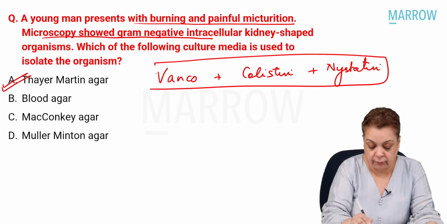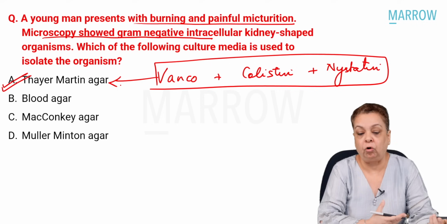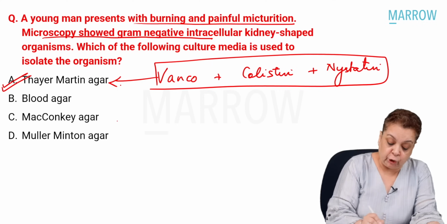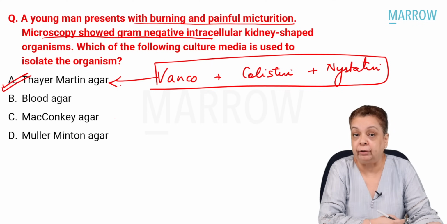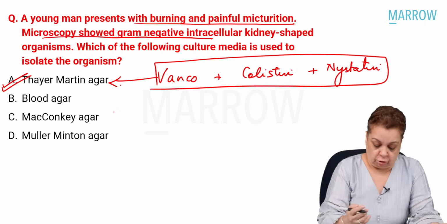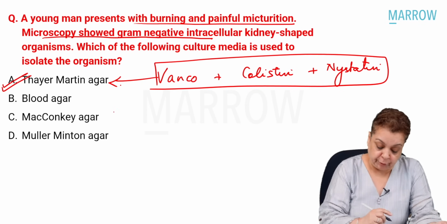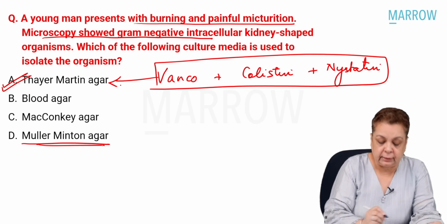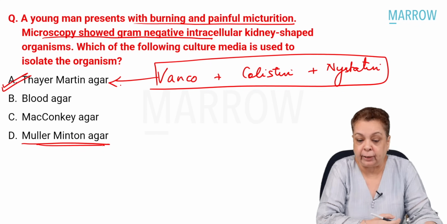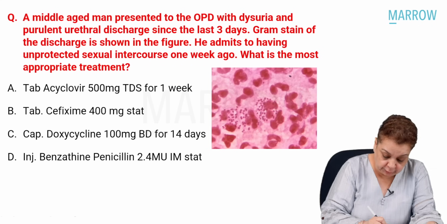Okay, that's our answer. Blood agar is not a selective medium. All bacteria would grow. MacConkey is a selective medium for gram-negative organisms, but only those which do not have any special nutritional requirements. So Neisseria would not grow on MacConkey because it requires an enriched medium. Mueller-Hinton agar is classically used for antibiotic sensitivity testing. So our answer is option A.